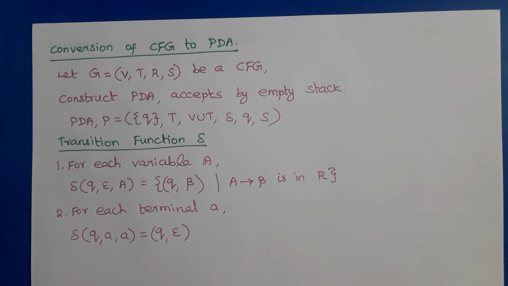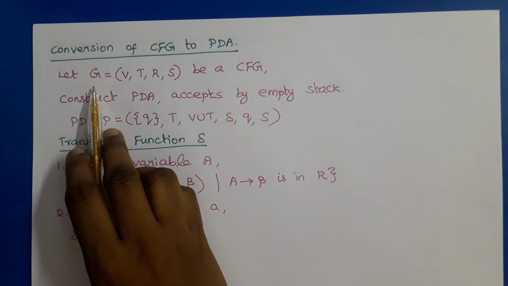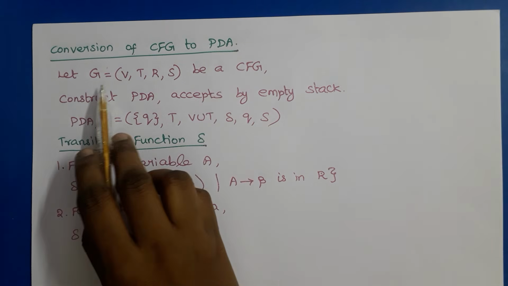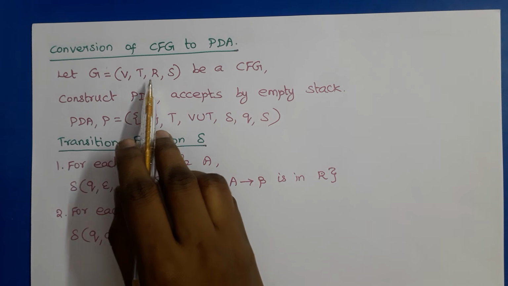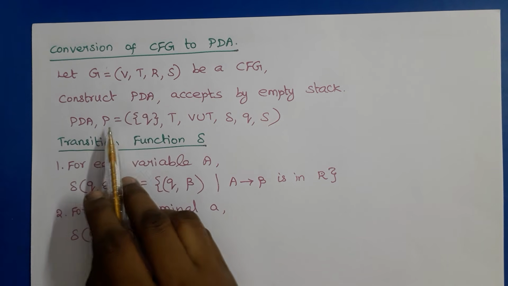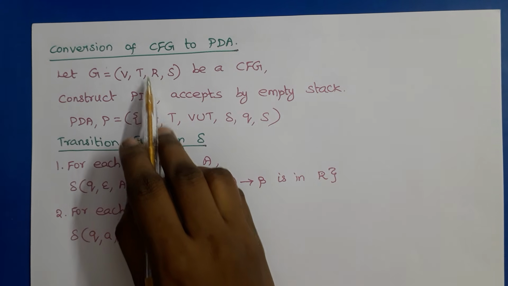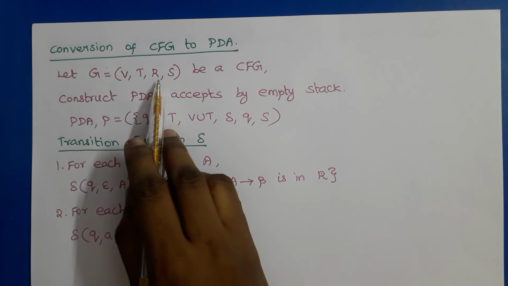Hello everyone. In this lecture, we are going to discuss conversion of CFG to PDA. Whenever the CFG G is given, that is G = (V, T, R, S), R means set of rules. Here P is used for representing the name of the PDA.